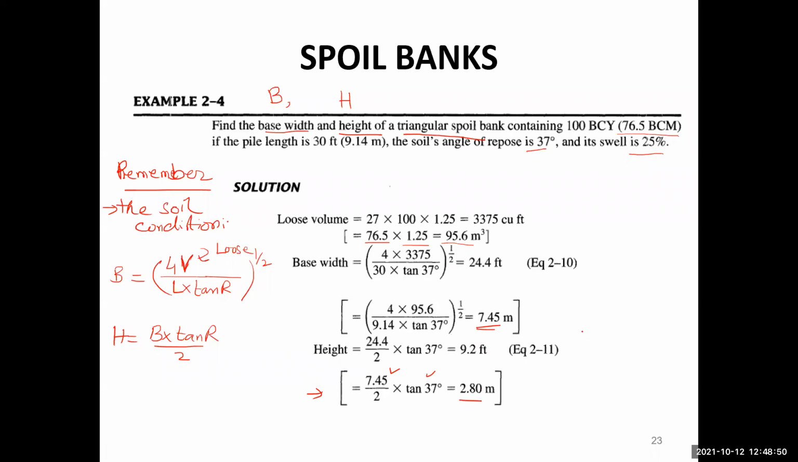So 7.45 meter wide. That means 7.45 meter wide and about 2.8 meter high. These will be the dimensions of the spoil bank in this case.